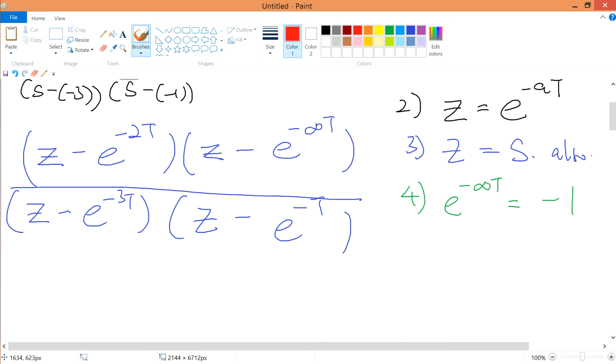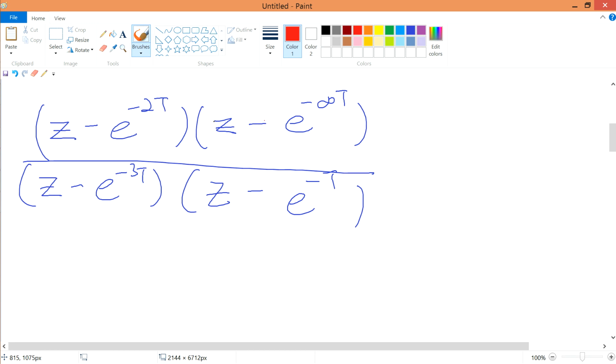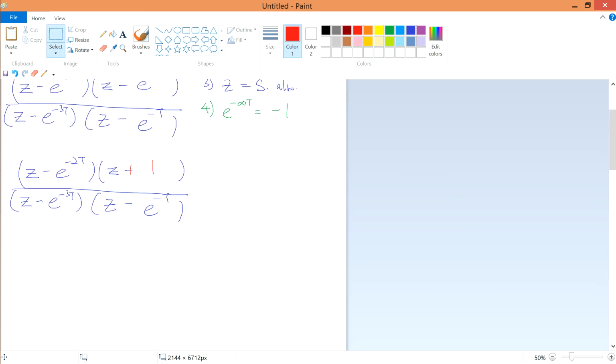So we can simply write this term over here as -1. I'll just copy this and paste it, erase it and replace it with -1. Because -1 minus -1 is equal to +1, so I have z plus 1. So over here, this is your final result.